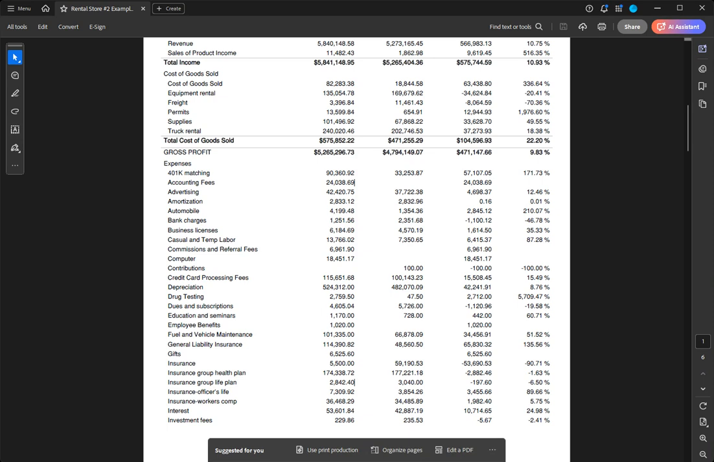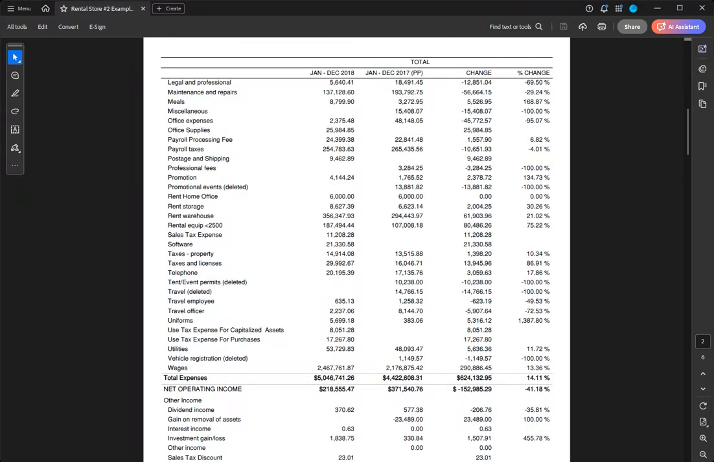So how much interest are we incurring on different items that we're leasing or purchasing on payment plans? That's always something that we want to look at as well. So their interest expense went up by about 10,000, which is a 25% increase. So definitely something that we want to be looking at. Okay, legal and professional, maintenance and repair.